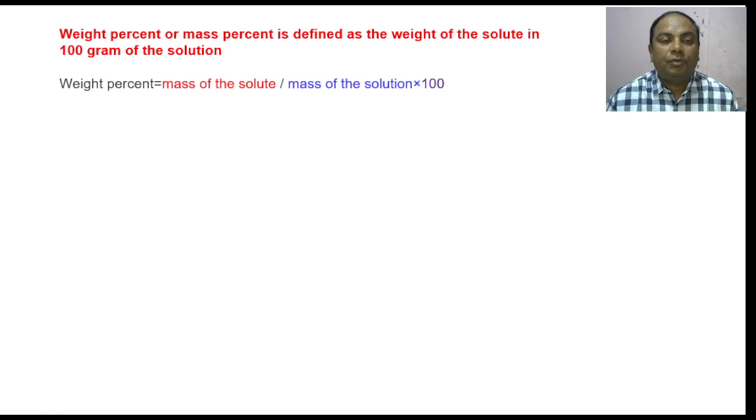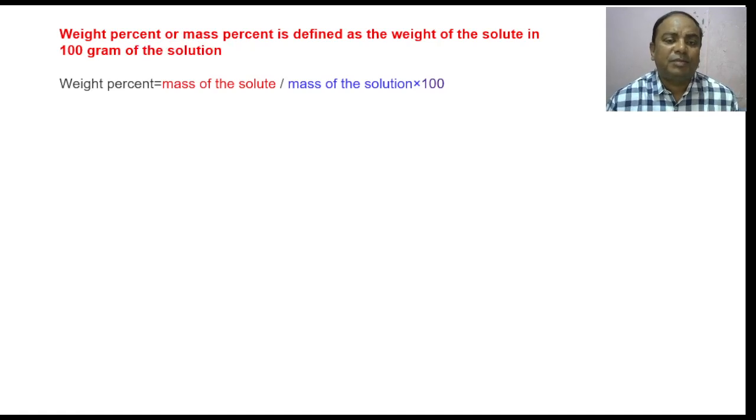We shall deal now with the material balance calculation, and to understand it we have to know certain transformations that are very essential while doing the material balance calculation. The first transformation that we must know is how to convert to weight percent, or mass percent.